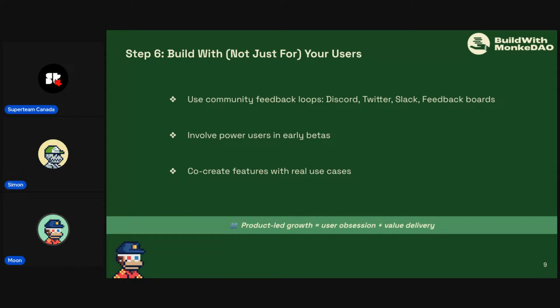Oh, this user recommended this feature. This is the update that we did. Some of the best products that you see, not only in Web3, but in Web2 in general, use their community and the feedback from their community to evolve and enhance the products that they're building. This is very, very important.